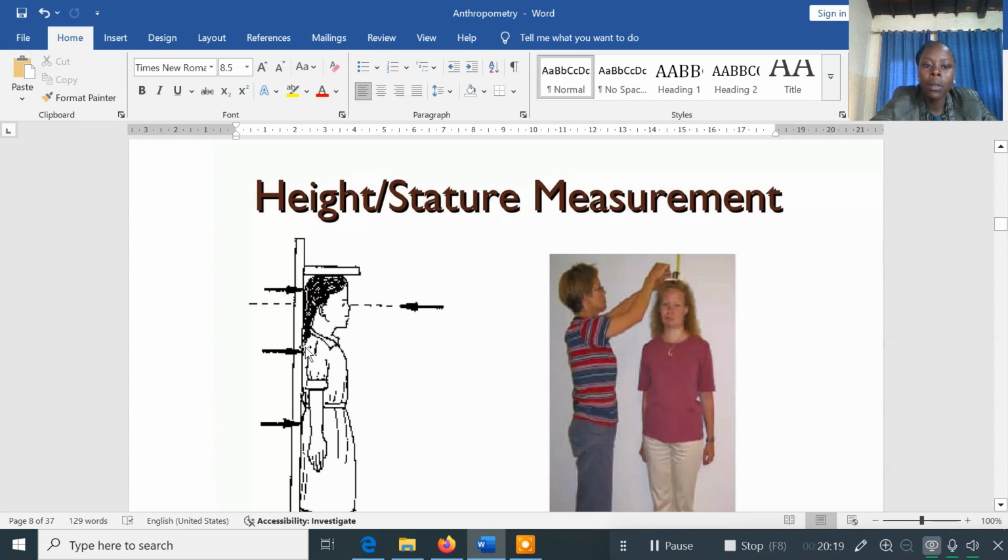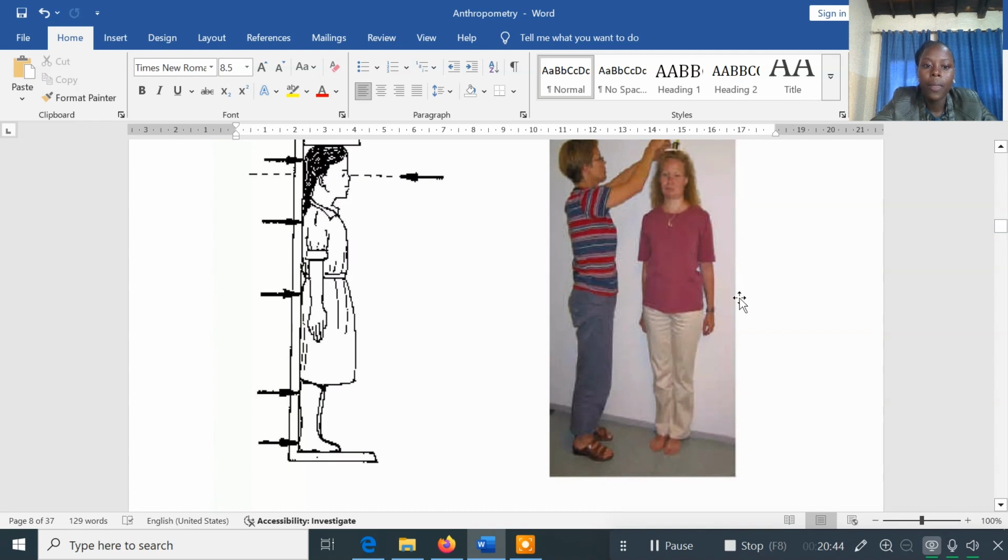Then the scapulae, or the back of the shoulders, have to be touching the board, as you can see with this arrow here. Then also the buttocks have to be in close contact with the board or the wall, and also the occiput too. Then after positioning your client so well, let us have a view at the feet. You're seeing the feet are together, not apart, and also the heels have to be touching the board.